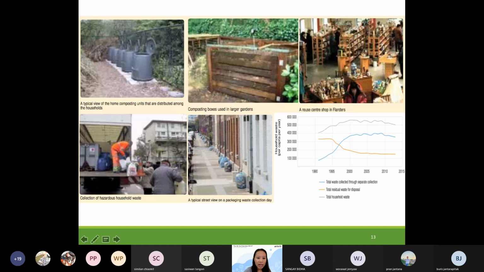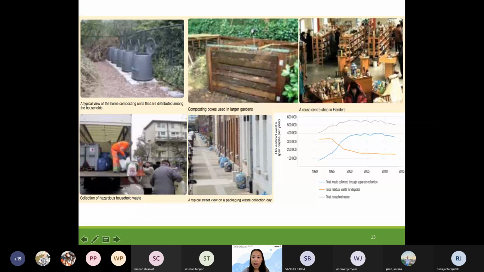And you can see this is the typical street view on the packaging waste collection day. In 1 week there are 7 days, right? But they operate the waste collection only 2 or 3 days per week, because the amount of solid waste is quite low. Low amounts of solid waste, because they try to separate at source and use other benefits from waste at the source already. They reduce the amount of waste that will be collected by the local government.